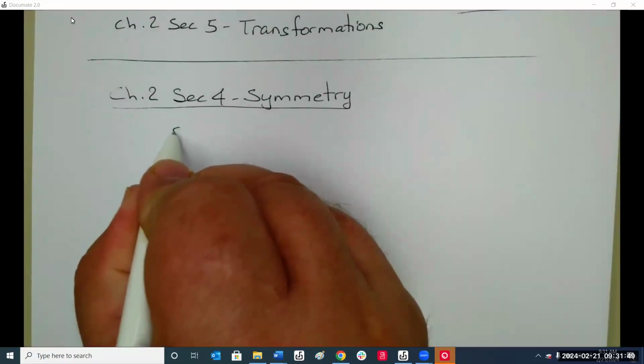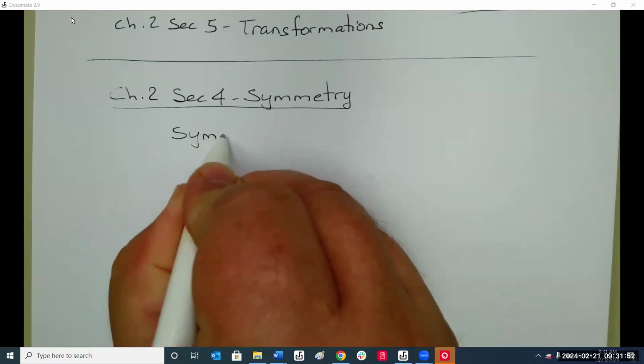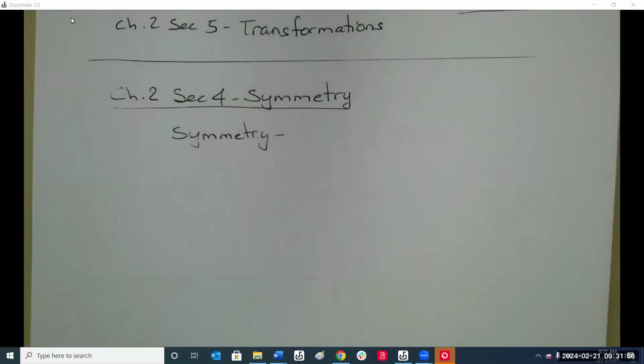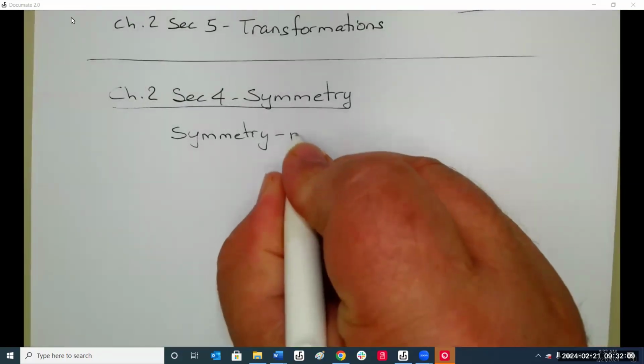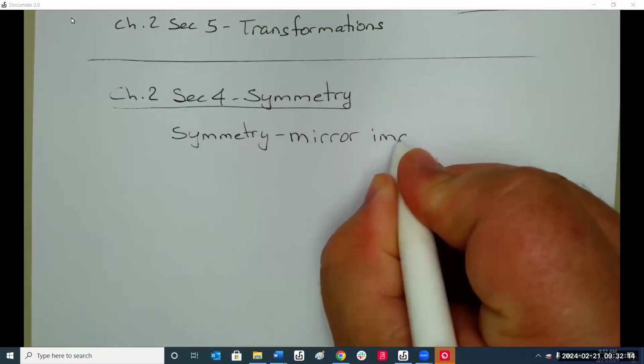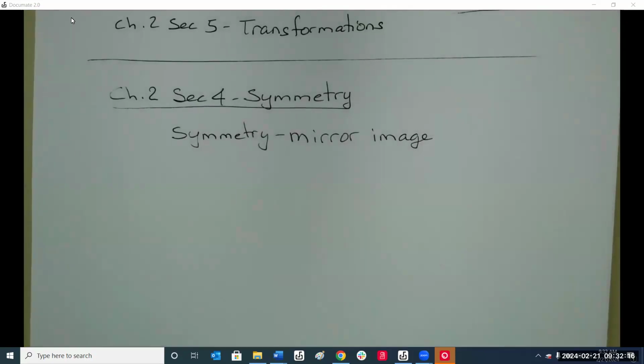Symmetry. What is symmetry? How would you define symmetry? It's a mirror image. If something is symmetric, that means it's equal on both sides.